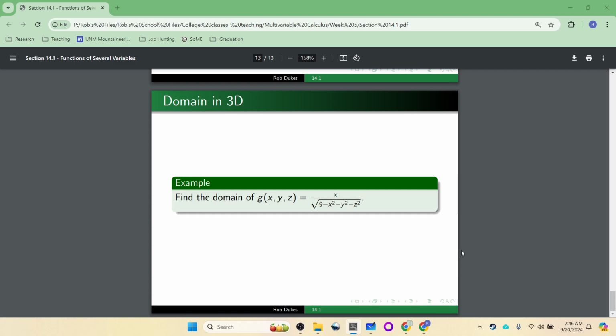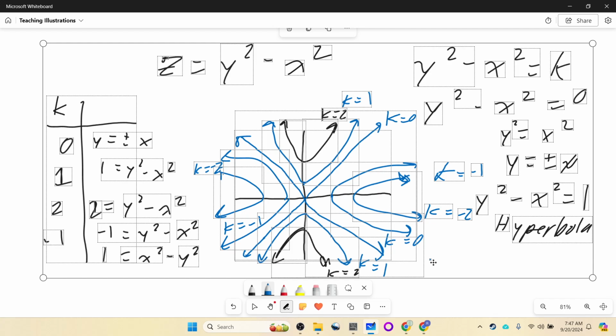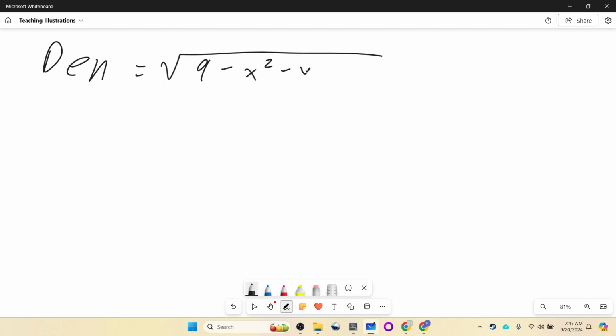So, let's find the domain of this function here. Well, it's not that different from the 2-dimensional case. We cannot have a 0 denominator. We cannot have a negative under a square root. In this case, our denominator is a square root. So, the square root says it can't be negative, but being a denominator means it can't be 0. So we need 9 minus x squared minus y squared minus z squared to be strictly positive. Normally we would allow 0, but since it's the denominator we don't.